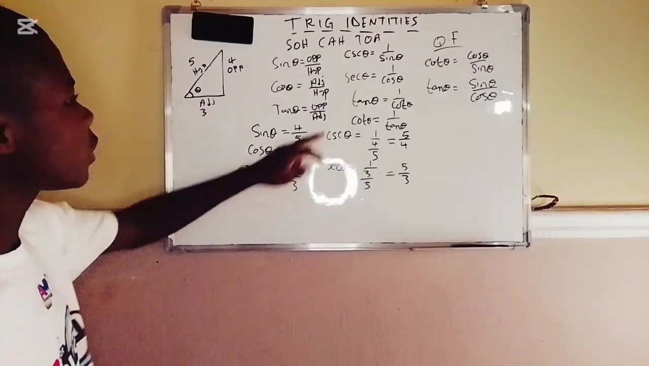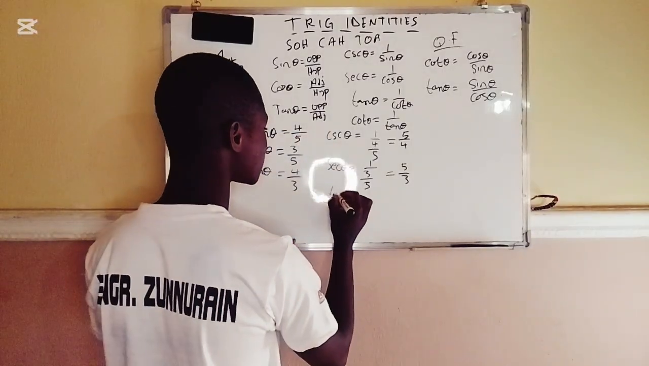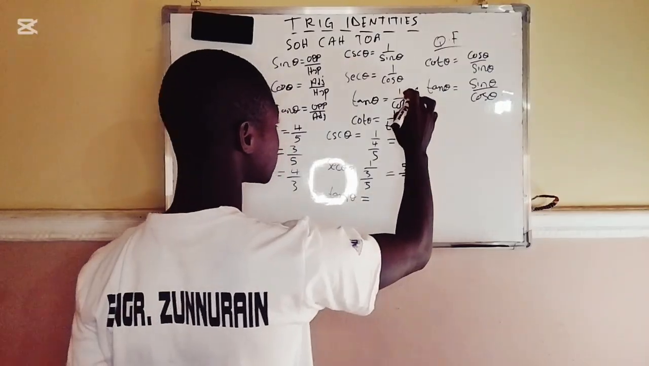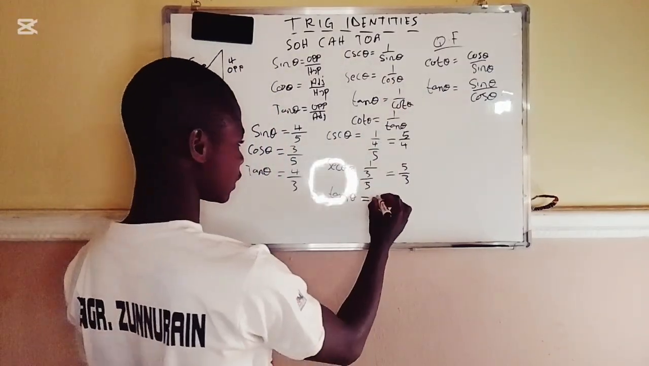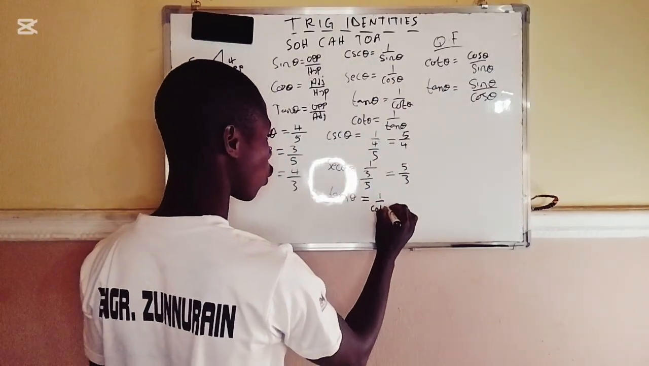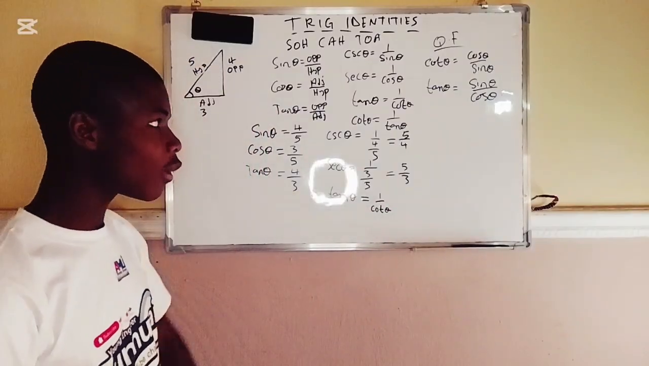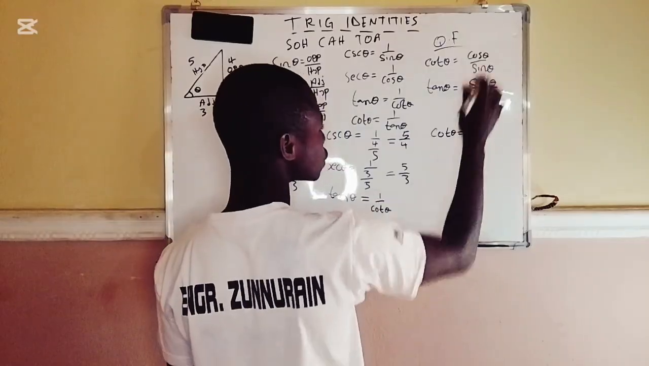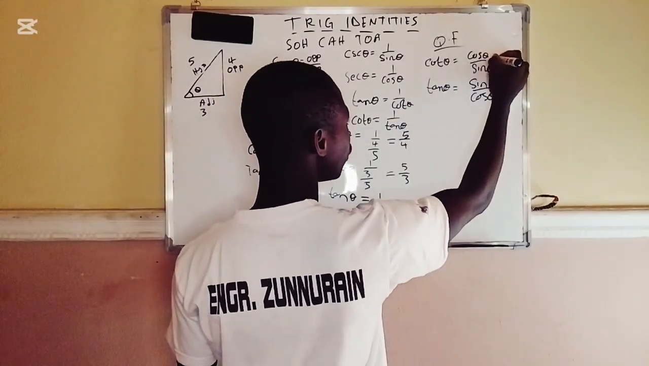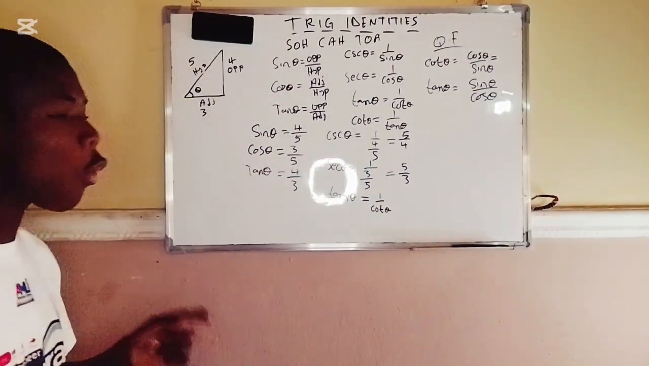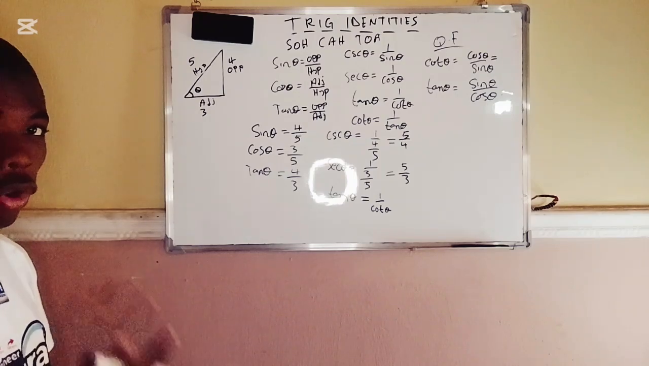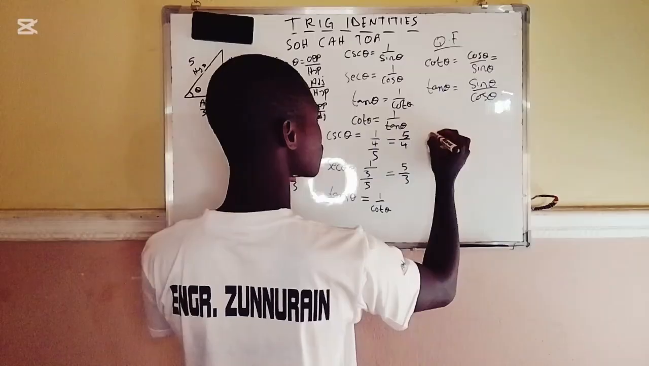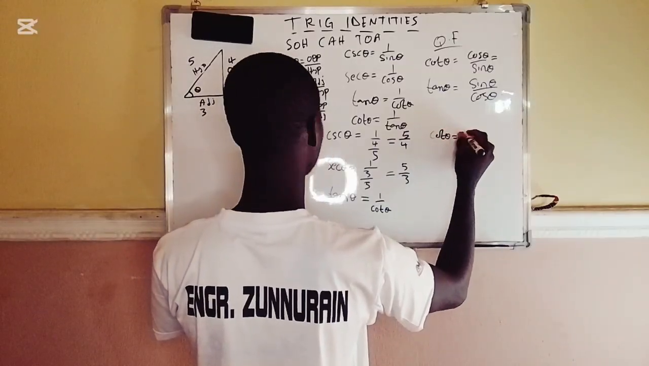So what of tan theta? Let me show you something. Tan theta is the same thing as 1 over cot theta. So what is the value of cot? The value of cot theta is cos over sine. What is the value of cos? This is the value of cos. Let's say cot theta will be what?